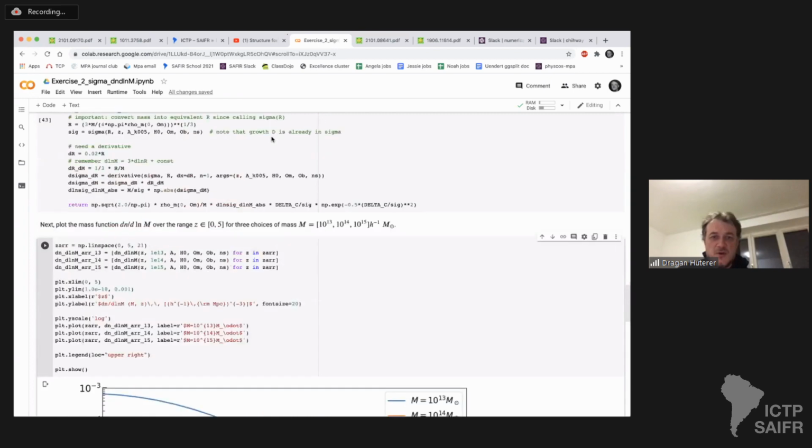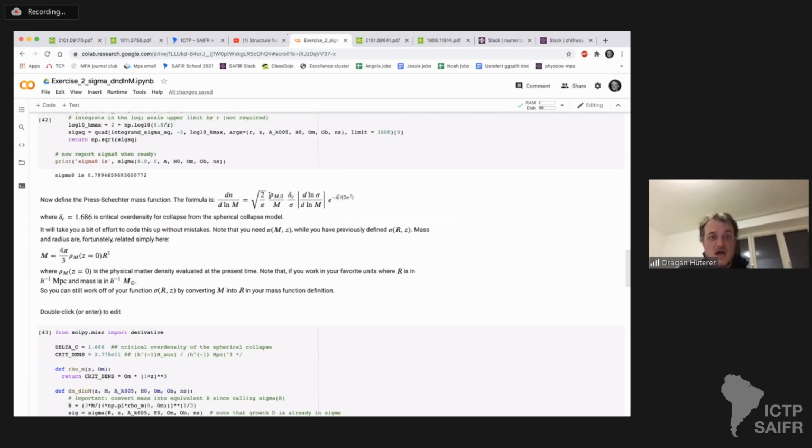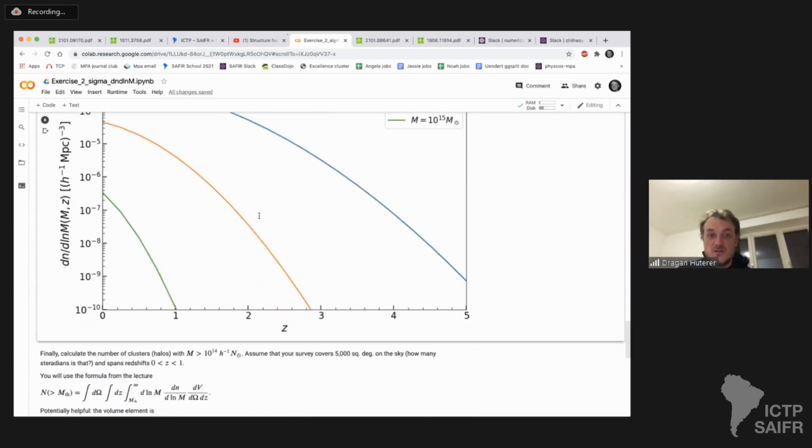The special thing about this mass function is it's very early. It's almost as old as the Press-Schechter mass function, which is amazing to me to think about. It was that long ago, and it's simple and it's universal, right? And universality holds to pretty good accuracy.